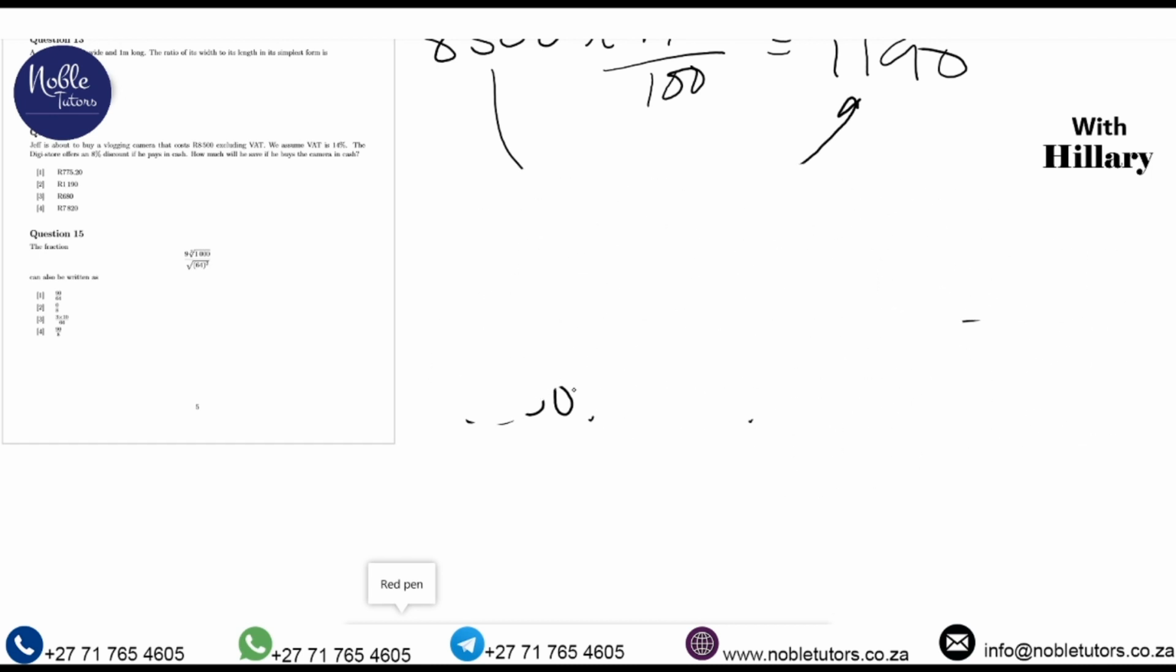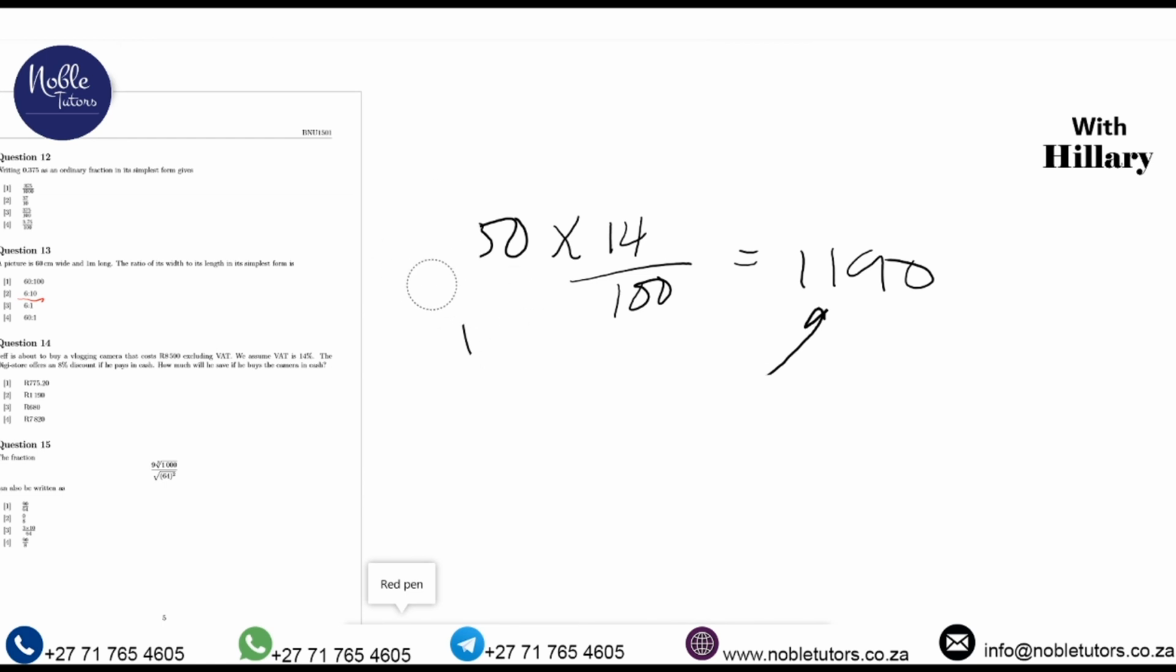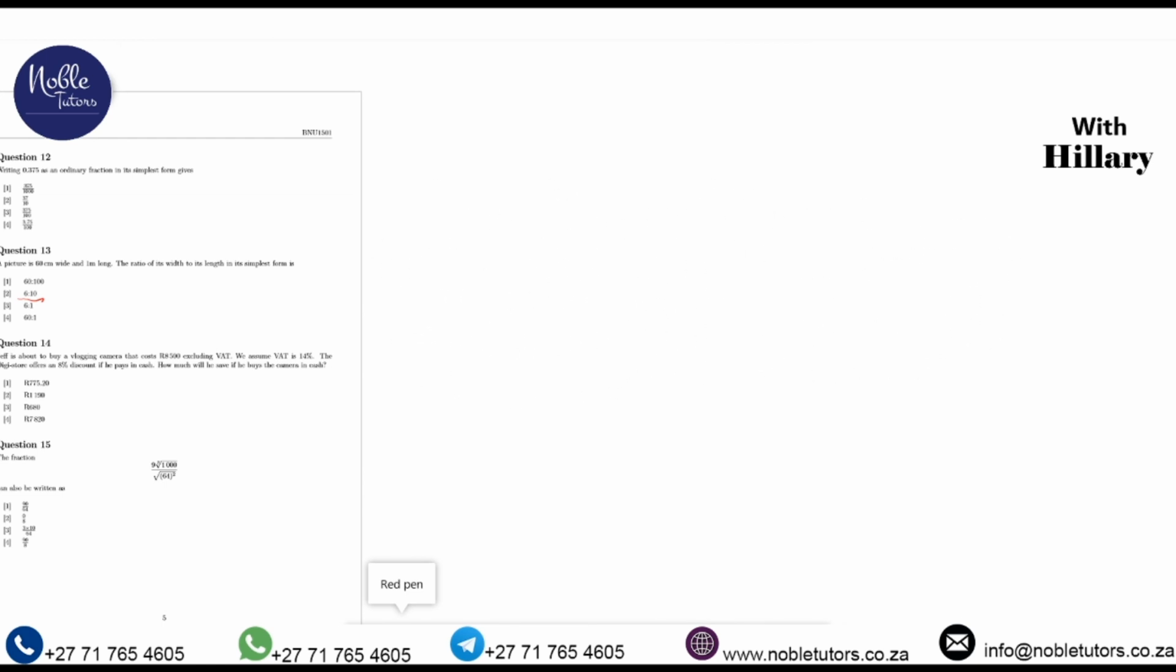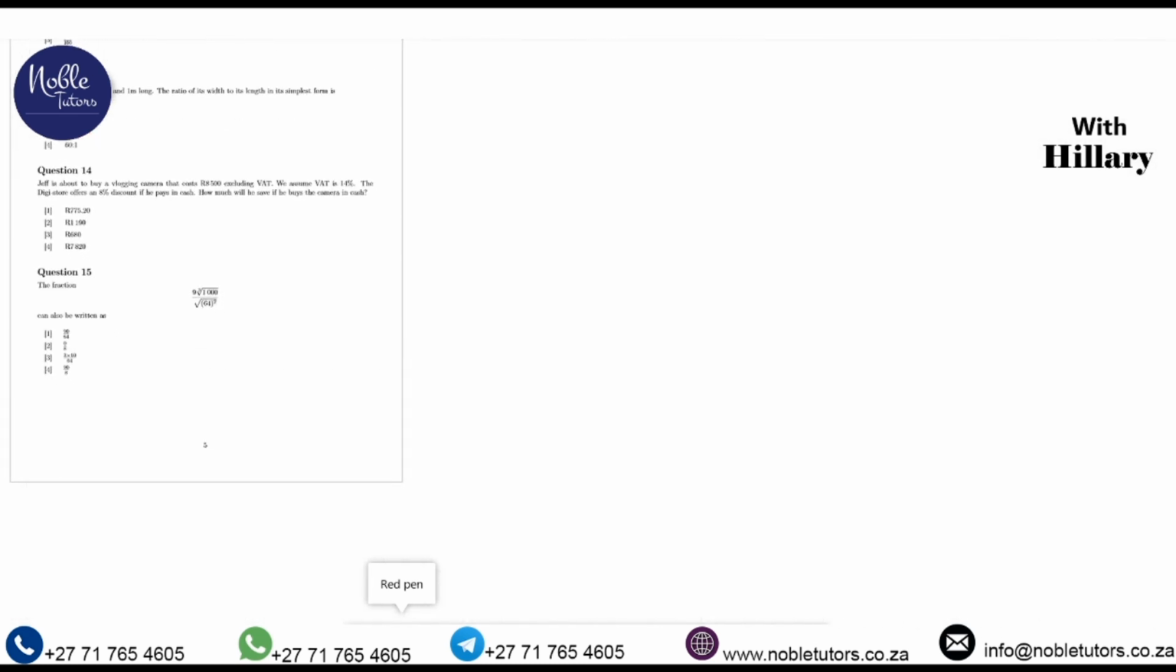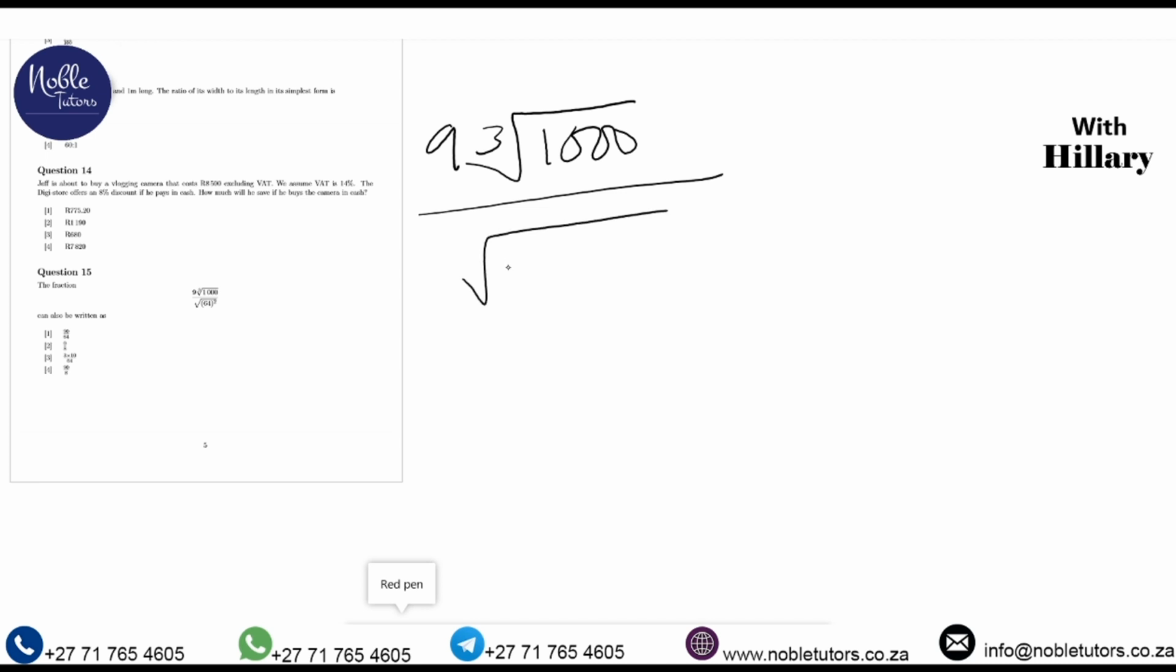Last but not least on this segment, we are going to look at the exponent and square root. We need to emphasize also on exponents and square roots. Okay, they gave us a fraction, and that fraction includes exponents and square roots. So we are given 9, cube root of 1,000 divided by square root of 64 to the power of 2.